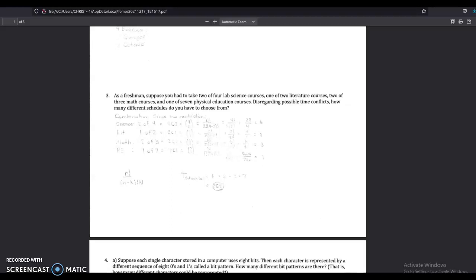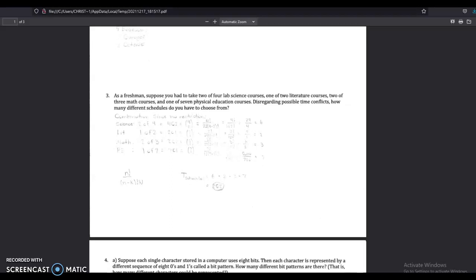So for science, we have two out of four classes you have to take. So it's a 4C2 type of combination. The equation goes, the first number in the 4C2 is on top in a factorial, and then you have the second number outside in the bottom parentheses, and then you subtract the second number from the first number. And you use factorials for all of them. So 4 factorial over 2 factorial times (4 minus 2) factorial, you get 4 factorial over 2 factorial times 2 factorial. So 24 over 4 is equal to 6. So 6 different combinations of science classes.